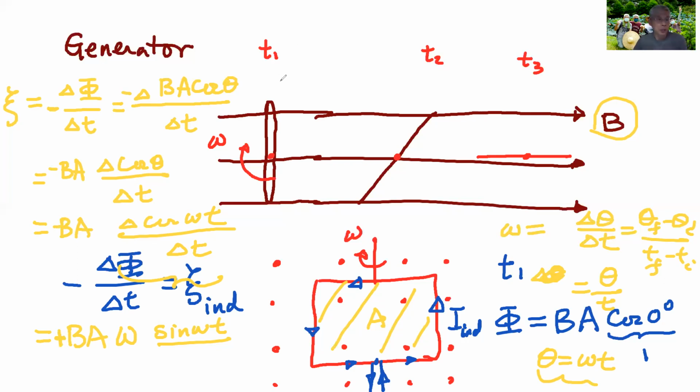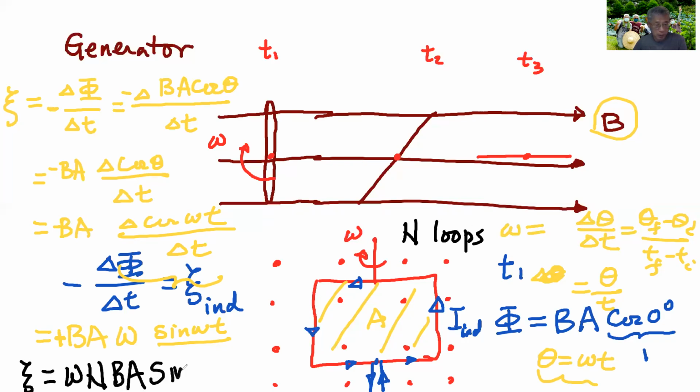So now in the general case, you don't just have one loop, right? You have multiple loops. So I'm just changing color here. So you may have n loops, right? The n loops of this wire, okay? So then epsilon would become omega, I'm going to bring the omega here, and then n loops, and then BA, and then sine omega t, okay? So this is easy to remember because this is like a woman NBA, right? So woman, National Basketball Association. So WNBA, right? And then sine omega t. So you can use that, all right?